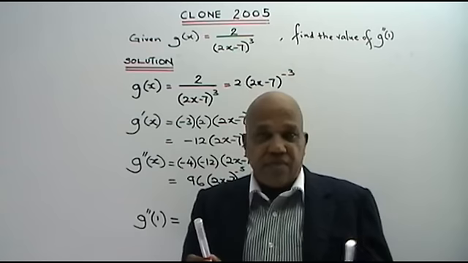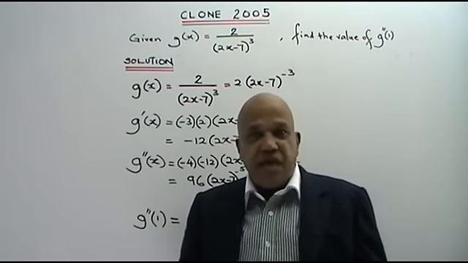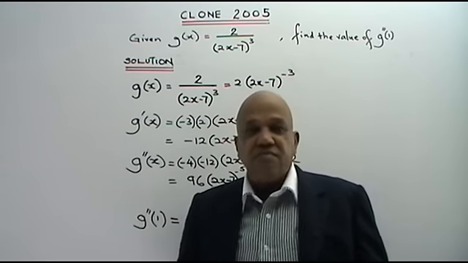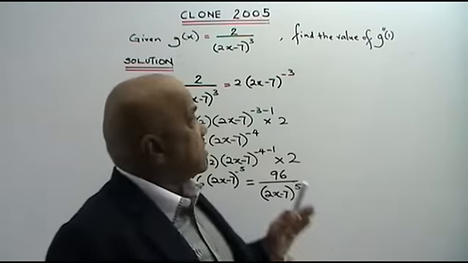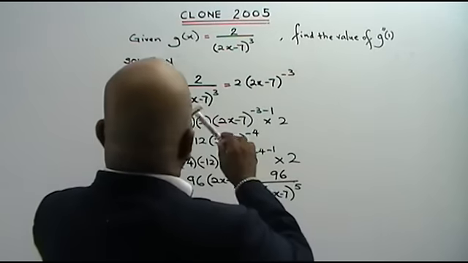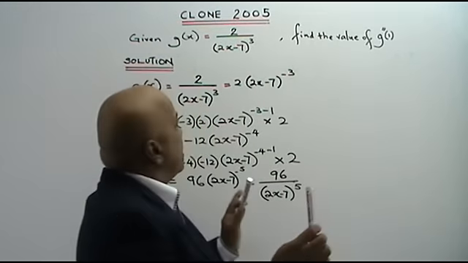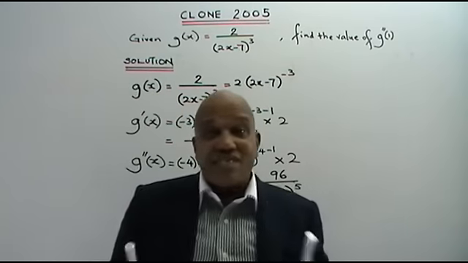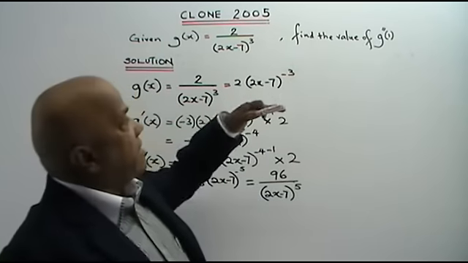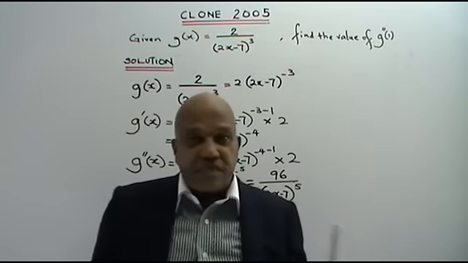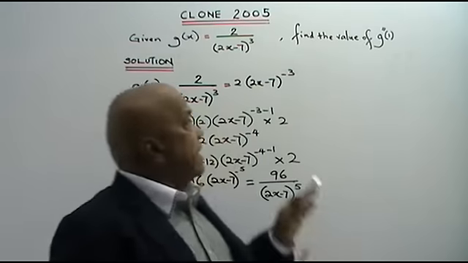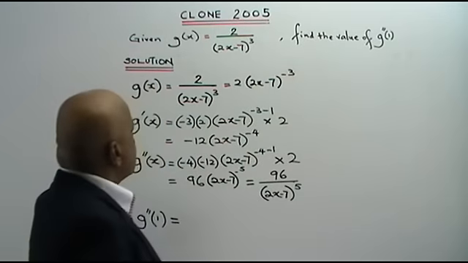2005 Paper 1 SPM Additional Mathematics. Okay, this question, you see, is a combination of the chain rule and the second derivative. Okay, let's see how this is done.